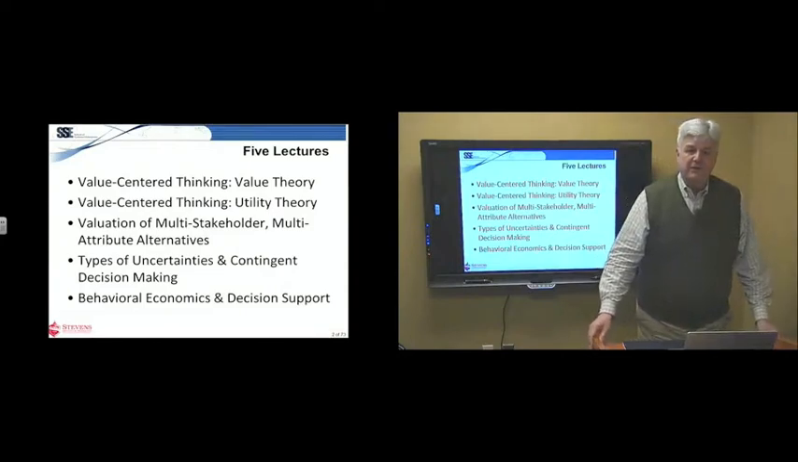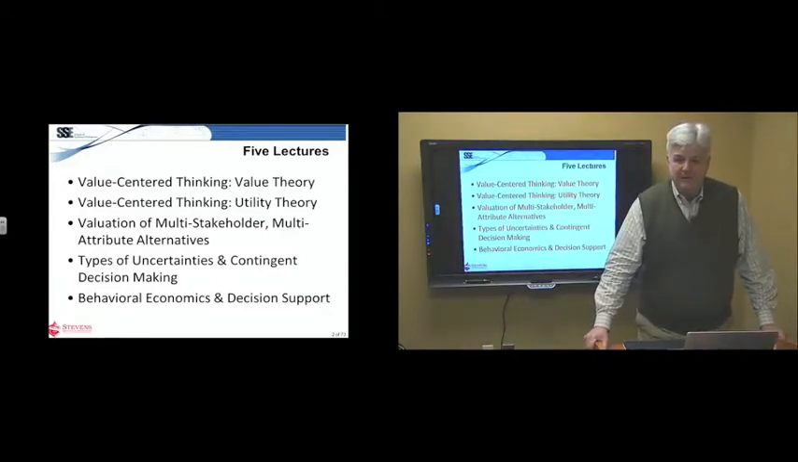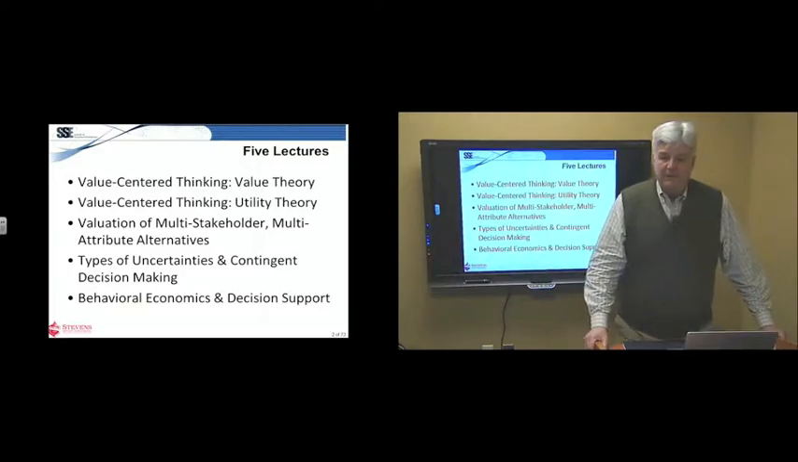The fourth lecture, we look at types of uncertainty and how we can do contingent decision making, how we can allocate the uncertainty so that we don't have to actually address all of it at once. And the final lecture looks at behavioral economics and decision support, and how do we actually support real people making real decisions, and when is it good to trust intuition, and when are more formal methods the right choice.